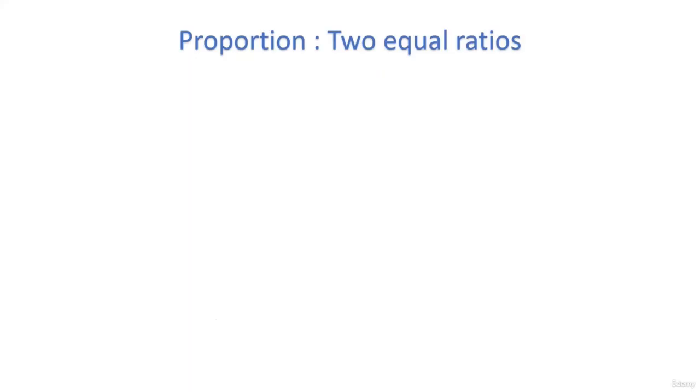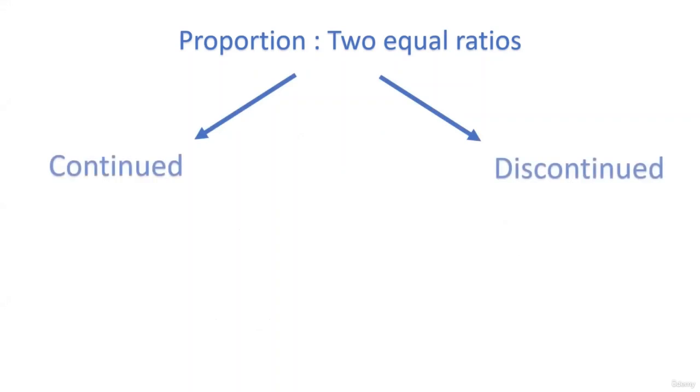Okay, so two equal ratios are always said to be in proportion. There are mainly two types of proportions we'll be dealing with. The first is going to be continued proportion, and the second is going to be discontinued proportion. Now, as the name suggests, in continued proportions, one particular term is carried forward. So we have a continued proportion.